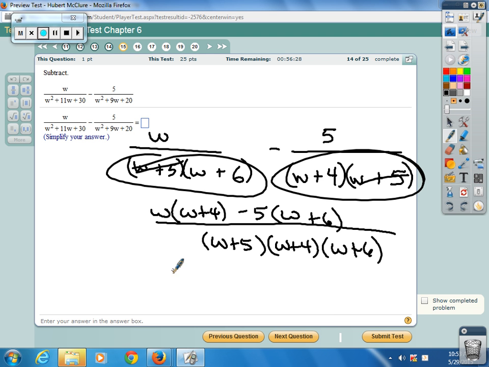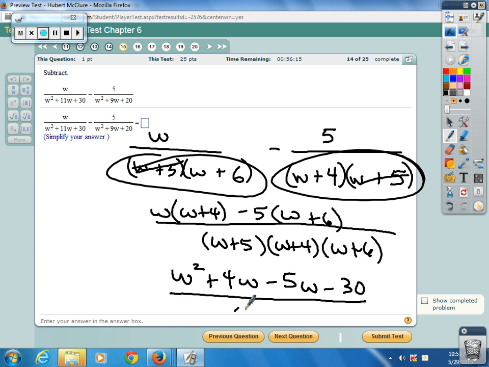Working the problem. W squared plus 4W minus 5W minus 30, over the common denominator. Then W squared minus W minus 30 over the common denominator.